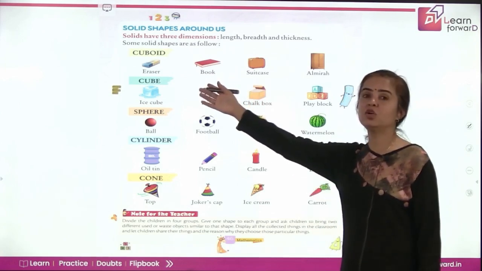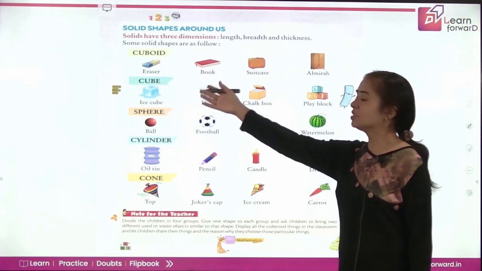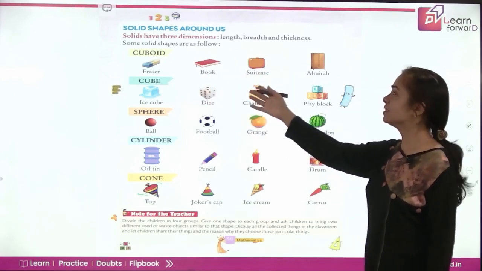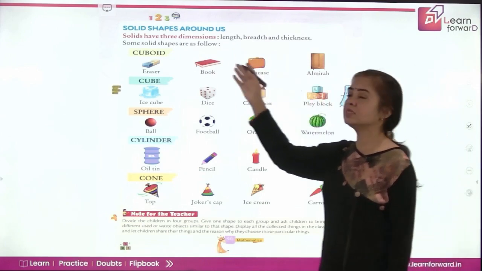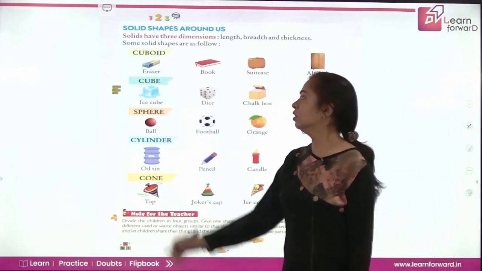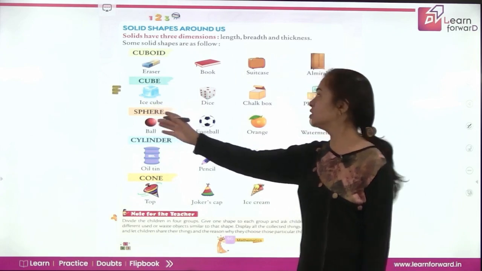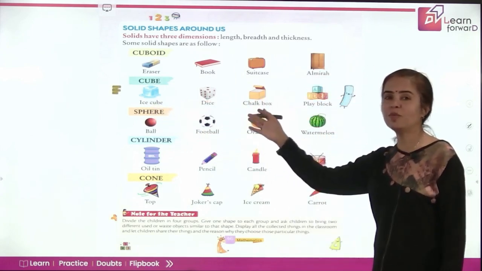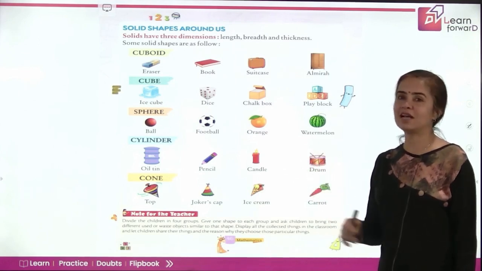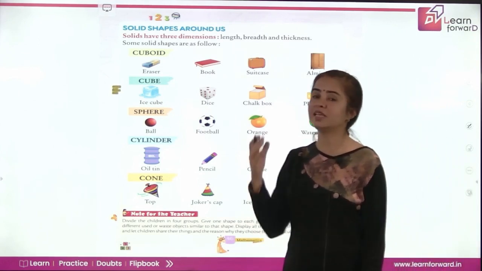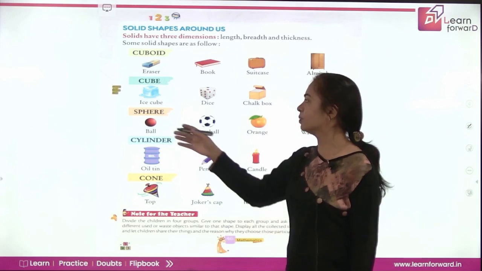The first one is a cuboid. Your eraser, your book, the suitcase at home, your almirah at home, and even in the classroom. All these are cuboid shapes. When you talk about cubes, the ice cube, your dice, the chalk box here on my table, and the play blocks. All these are in the form of cubes. Yes, sugar cube is also an example, children.